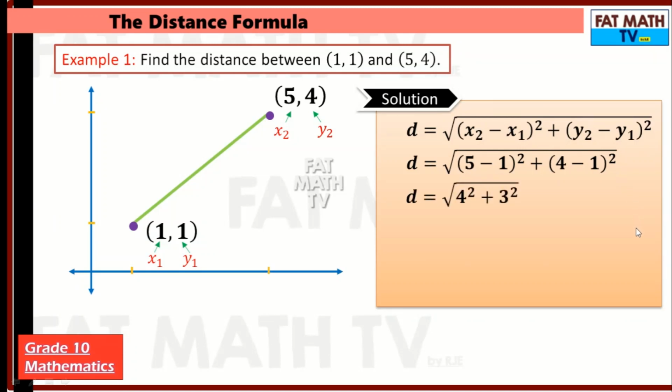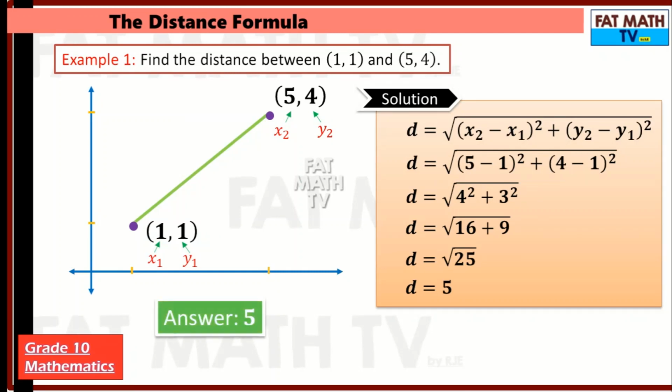So we will have 4 squared plus 3 squared. So the square root of 4 squared plus 3 squared. 4 squared is 16. 3 squared is 9. 16 plus 9 is 25. The square root of 25 is 5. Therefore, the distance between 1, 1 and 5, 4 is 5 units. So the distance is 5 units.